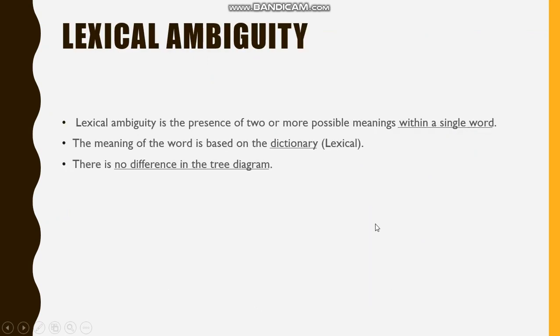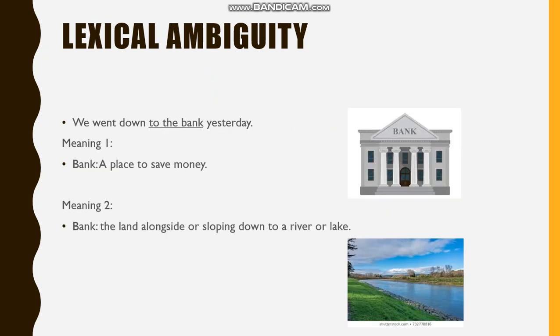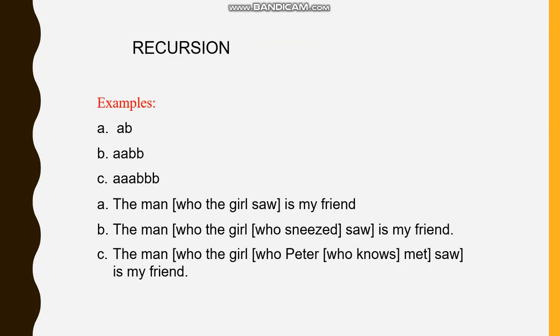How about lexical ambiguity? Lexical ambiguity is the presence of two or more possible meanings within a single word. The meaning of the word is based on the dictionary. And when we talk about immediate constituent analysis, there is no difference in the tree diagram. For example, the word bank: a place to save money, or the land alongside or sloping down to a river or a lake.